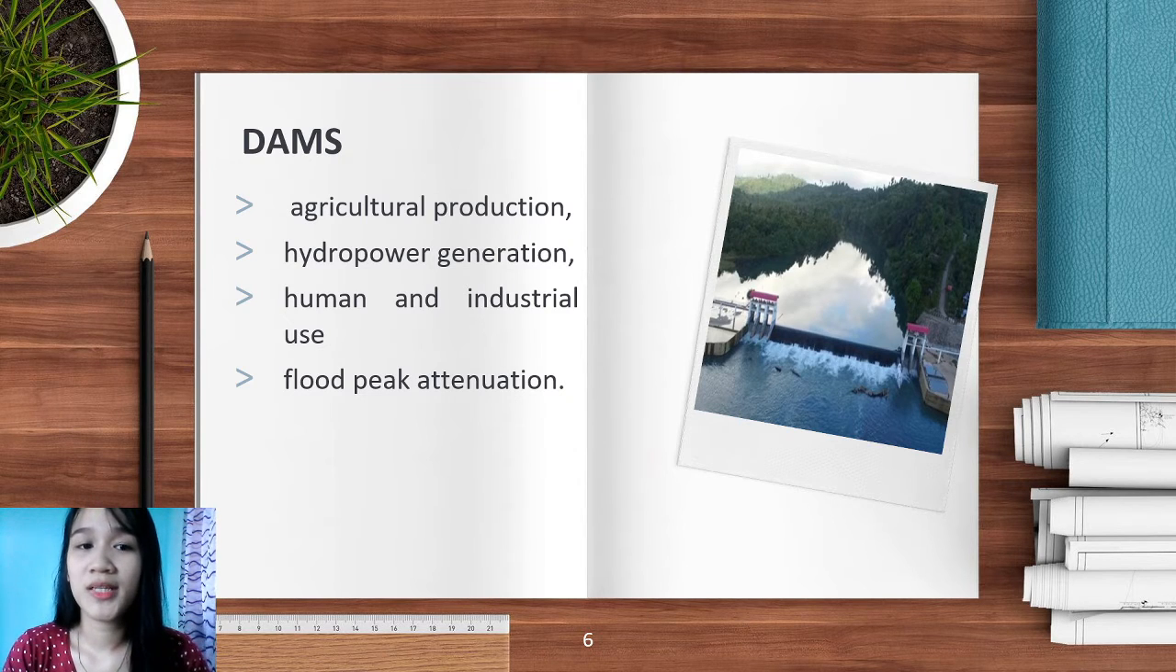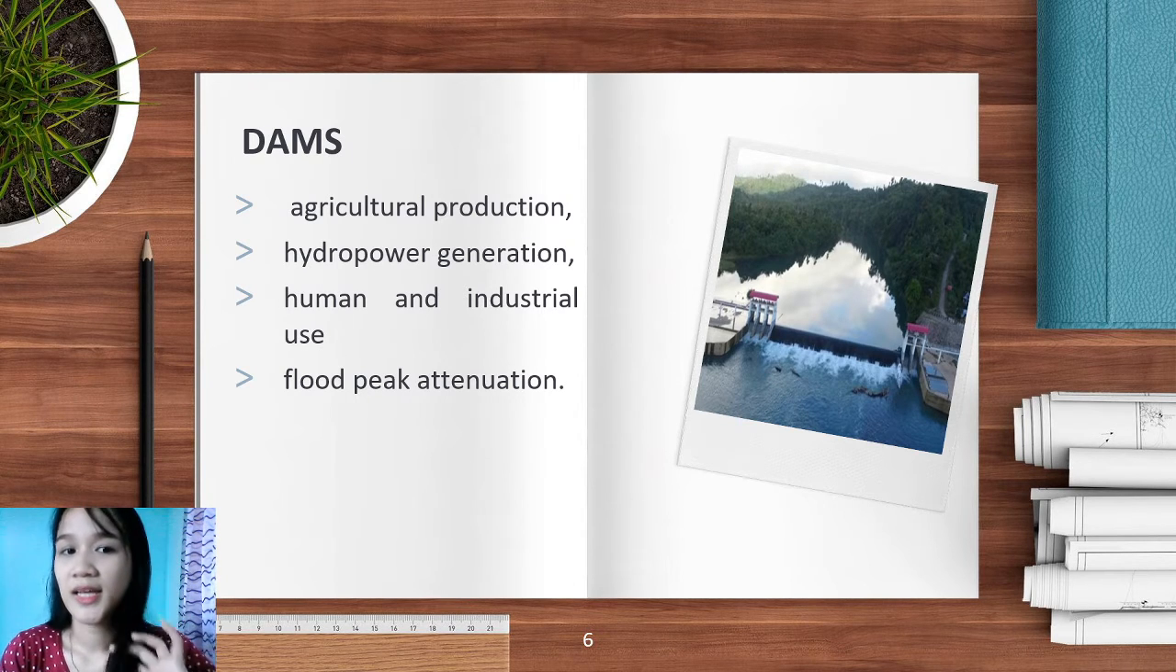The second one is hydropower generation. As I have read earlier, the water in the dam is diverted to hydropower generation for the dams to provide electricity for the community or for society.